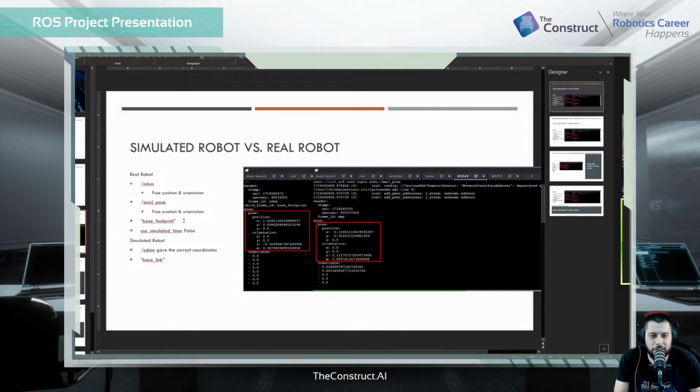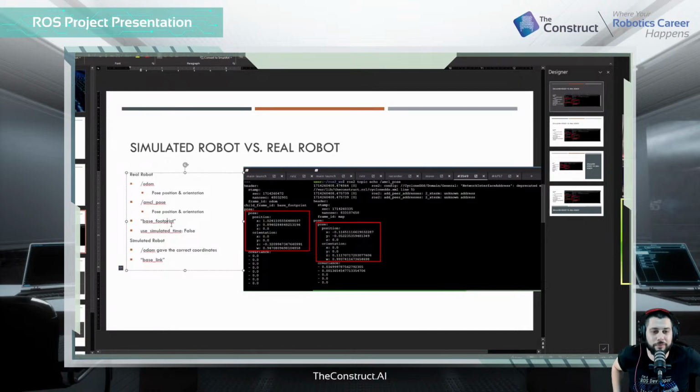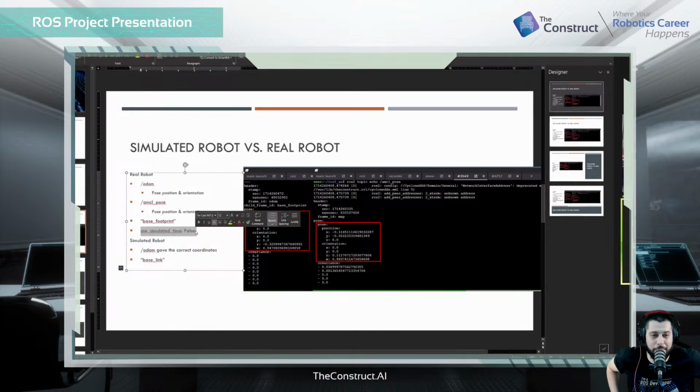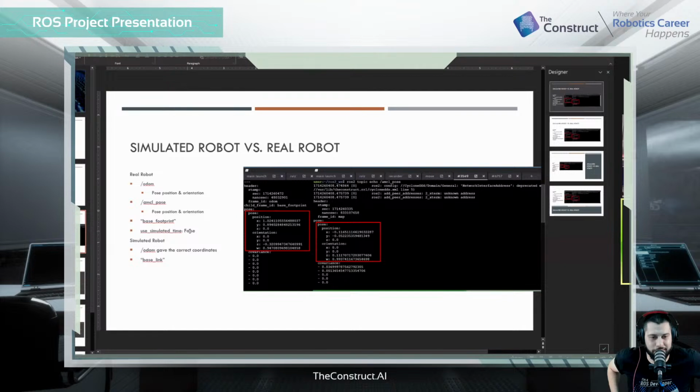I read through a lot of your forum posts about this project and learned you had to make a change in all of the config files from the base frame, base link, to base footprint. Not sure about this, but I did set all the use simulation time to false. Not sure if that's needed or not.